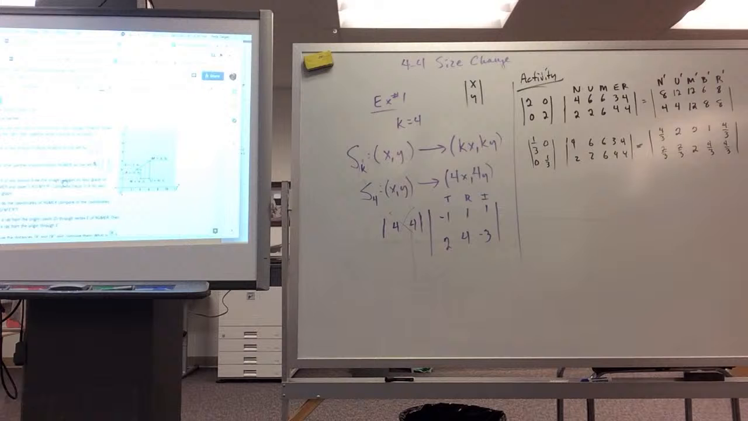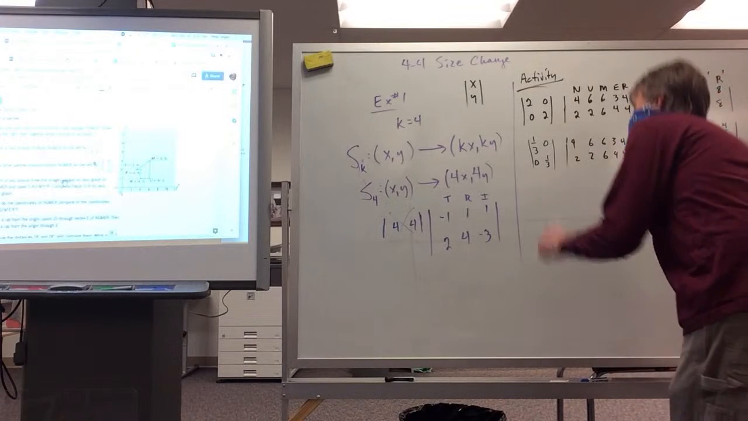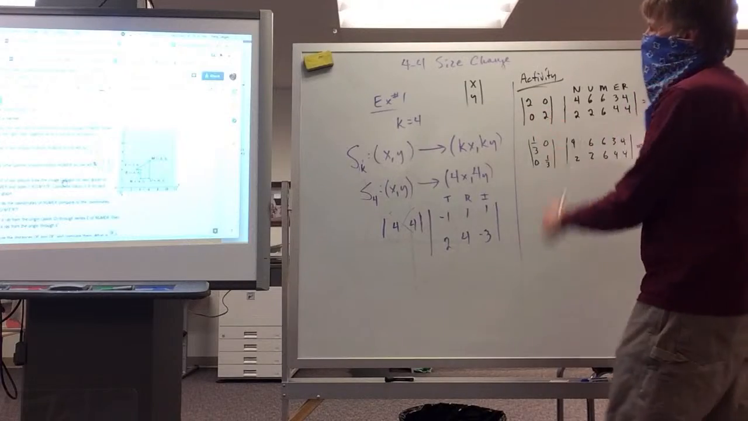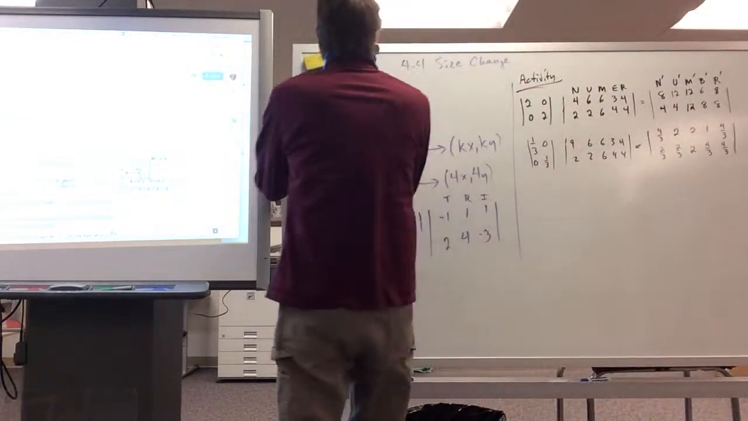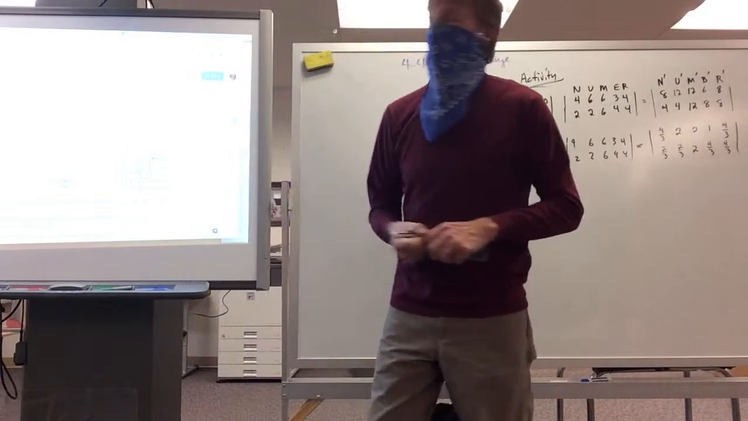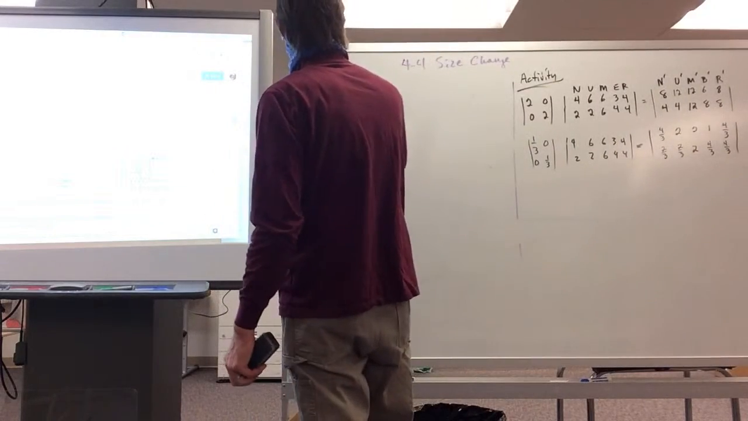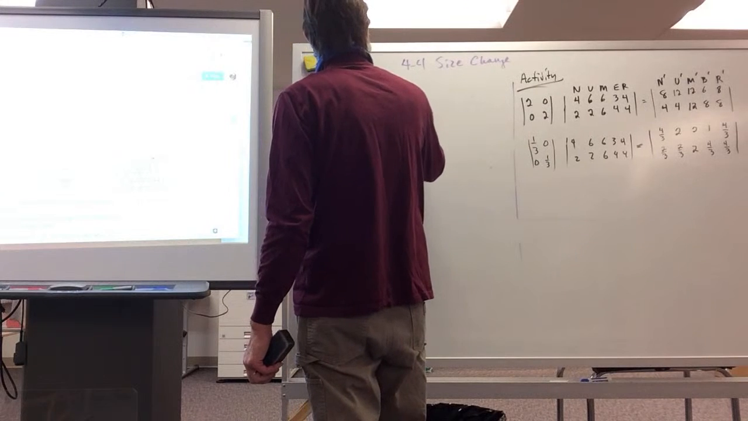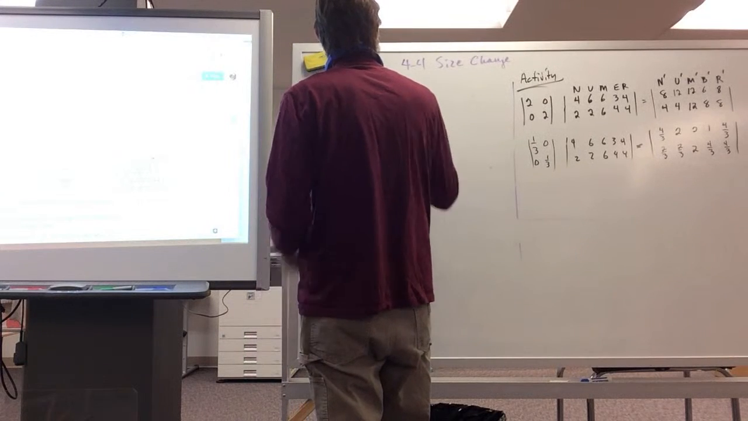Okay, so size change theorem. These are the K values. When we use matrices to do size changes, we use a 2 by 2. And it's always going to be, I can't write today.